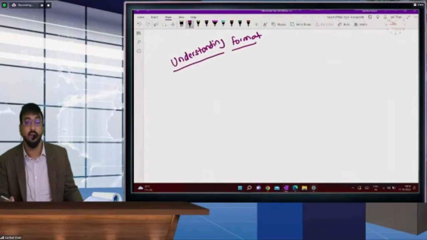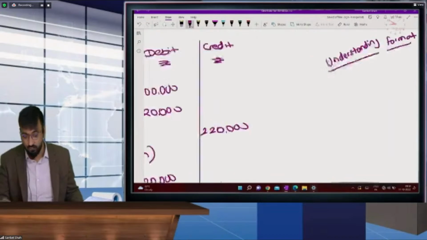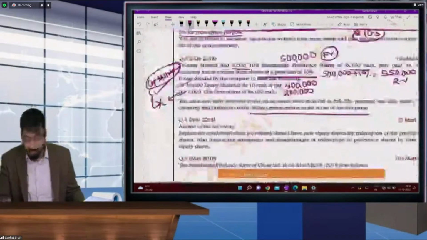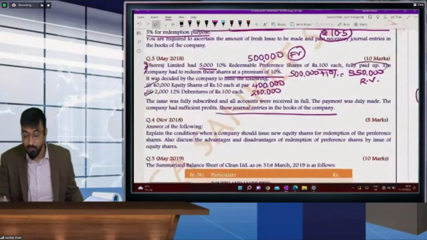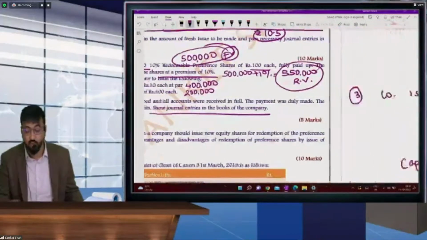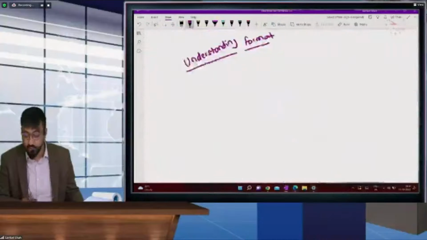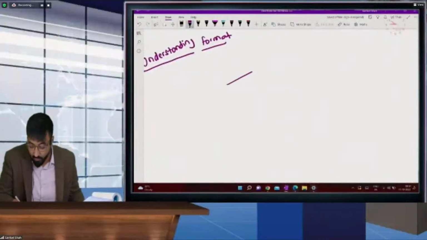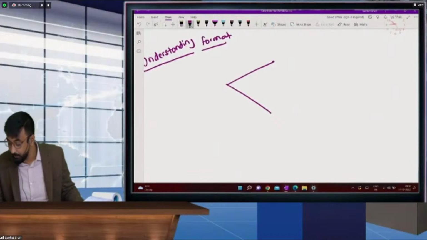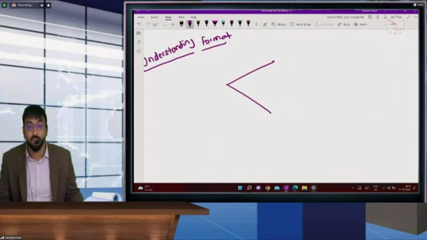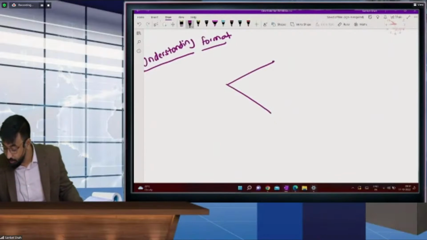Tell me, to maintain capital structure, should I consider 5,50,000 or 5 lakhs? Yes, you only tell me. For capital structure, which value do you have to consider? Debentures are not considered in the balance sheet as part of the capital structure format.